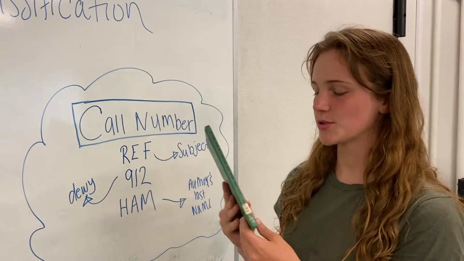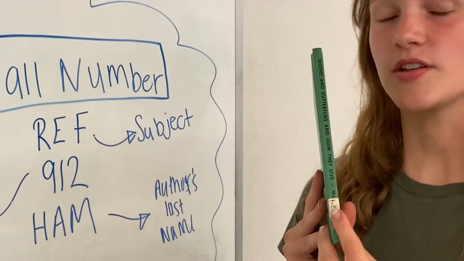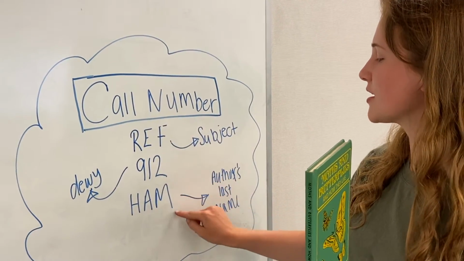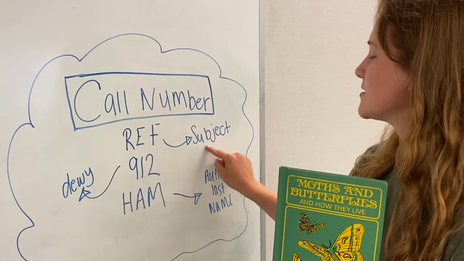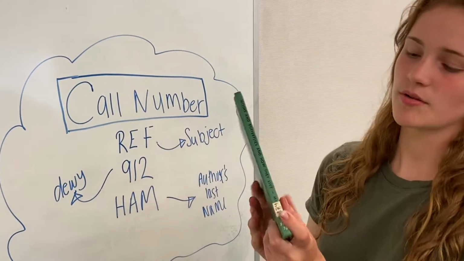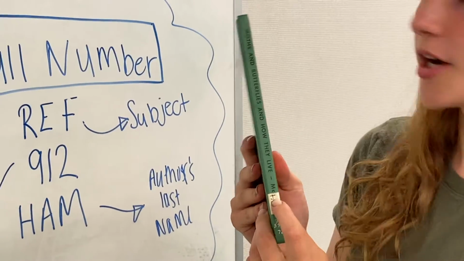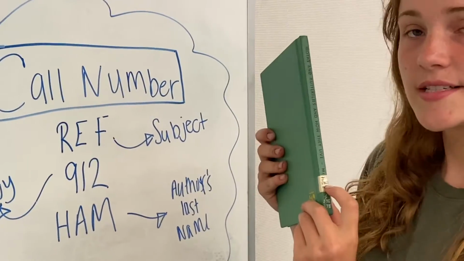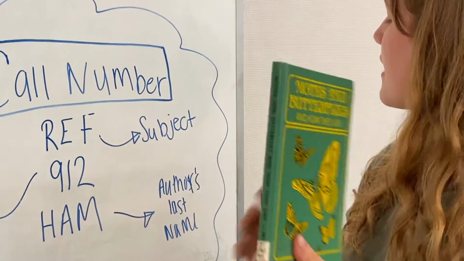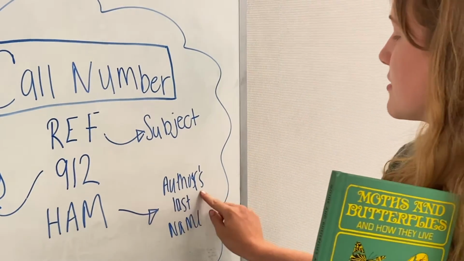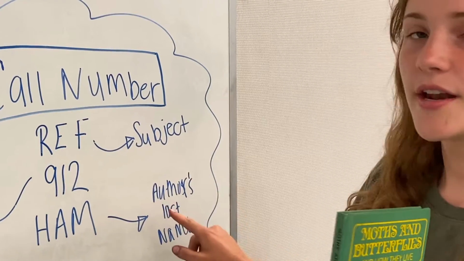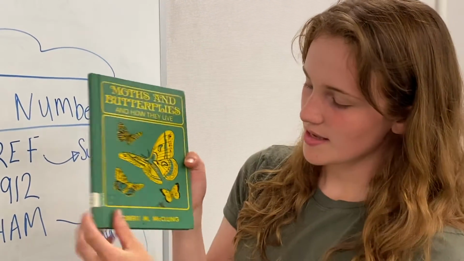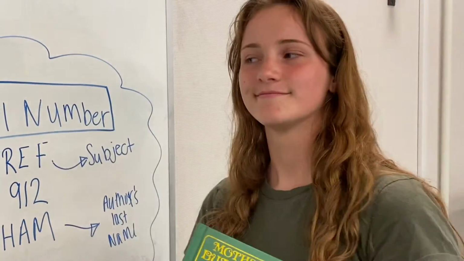Alright, so when you go to a library, you'll see that on the spine of each book there's going to be a call number, and each line represents a different category. The subject line is going to be in the top, so right here it has a J for junior. And then the second line is going to be the Dewey numbering system, as you can see here. And then the last line is going to be the first three letters of the author's last name. And right here it's MCC for McClung.